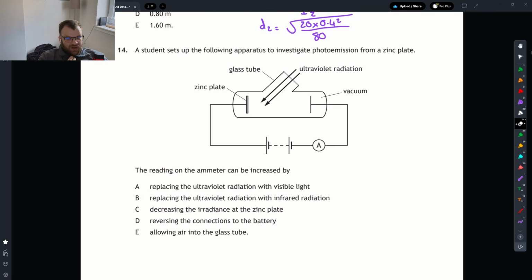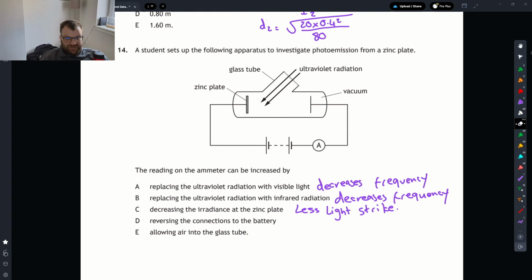Infrared has also got a longer wavelength. So for both those reasons, they are incorrect. If we shine less light onto the surface, well, there's going to be less potential for the photo emission to happen. So even if it had the right frequency and had enough energy, we're sending less light towards it. That's not going to work.